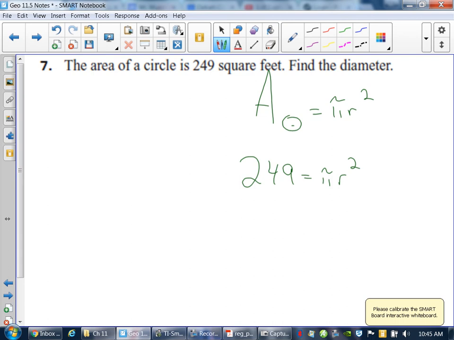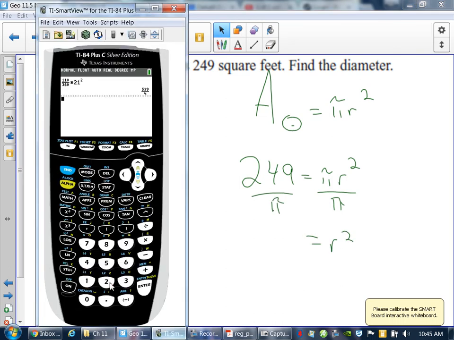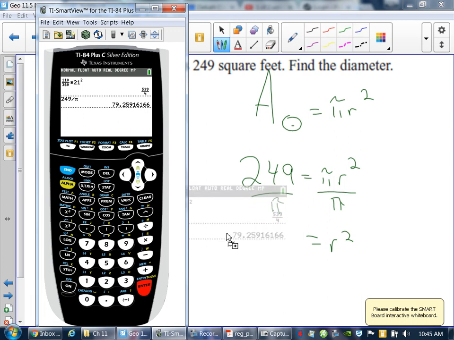Now, I'm starting with that. I need to get the r stuff by itself, which means what do I do with the pi? Divide it by pi. And that's going to equal r squared. Now, when you divide 249 by pi, you're going to get some crummy decimal. This crummy decimal equals your r squared.